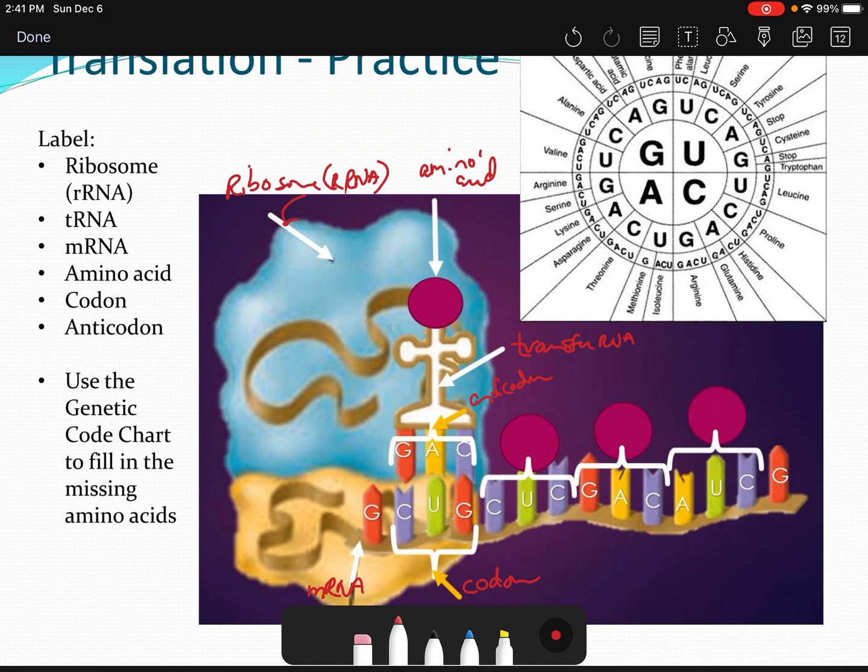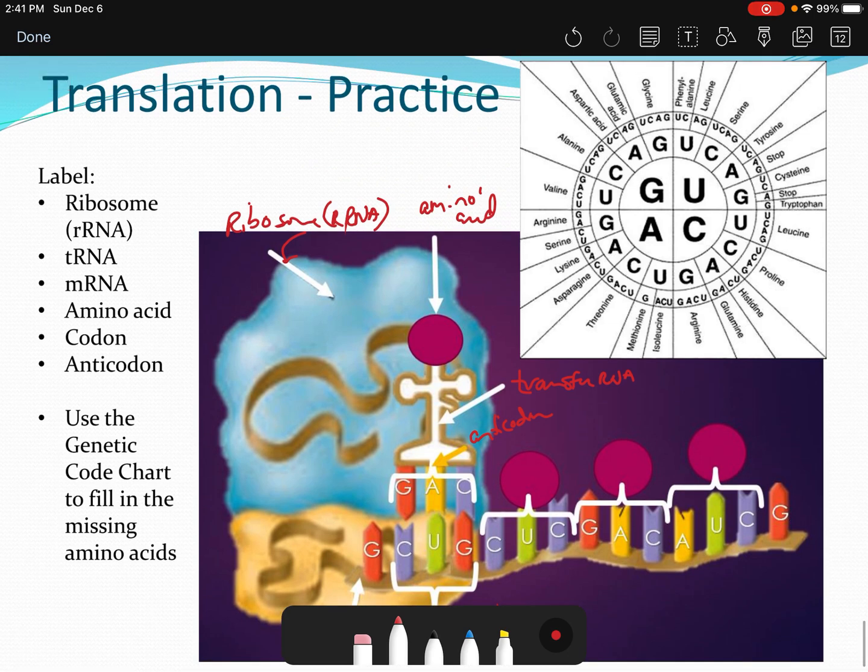Okay? And then these 3, let's look in our chart here. What would CUC code for? CUC is leucine. GAC, aspartic acid. And AUC is isoleucine. So that's how you use the genetic code wheel.